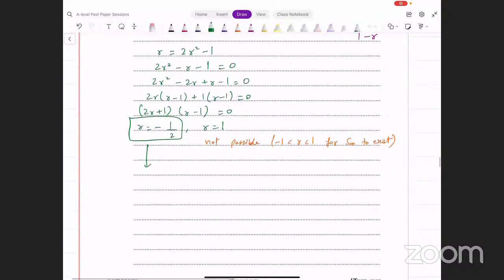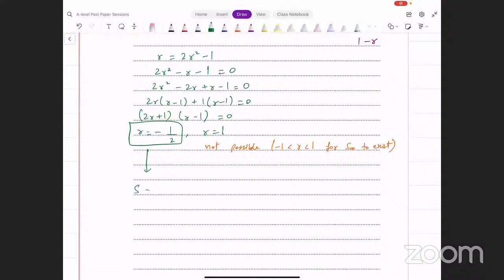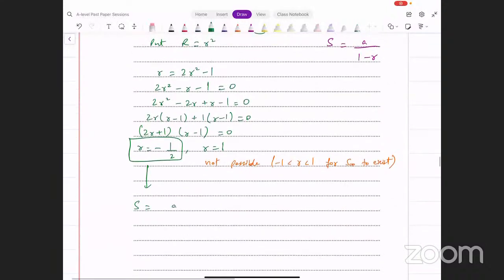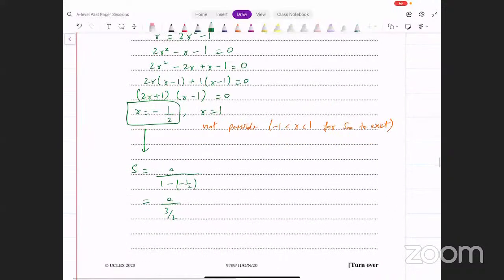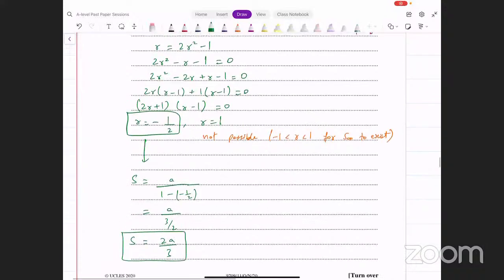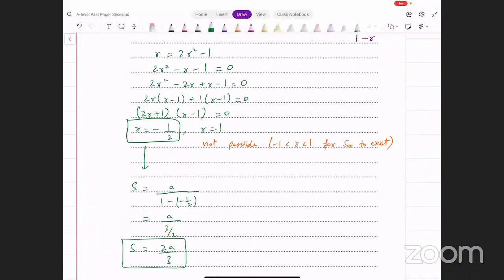अब इसको जाके input कर दें उसके अंदर, उस formula के अंदर. A over 1 minus -1 over 2. What do we get from that? A over 3 over 2. 1 plus 1 over 2, 3 over 2 हो जाएगा. And that gives us 2a over 3. That's your sum there. ये आपको चाहिए था S in terms of A. ये आपने figure out कर लिया.